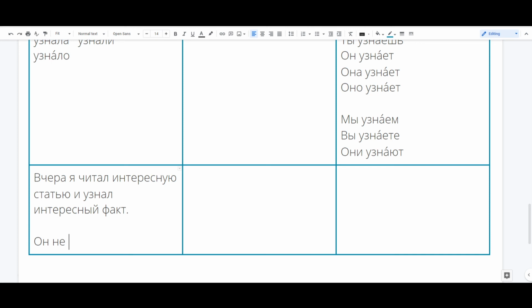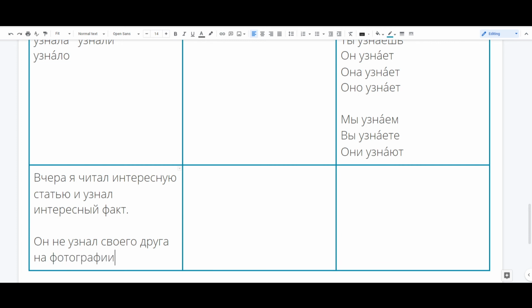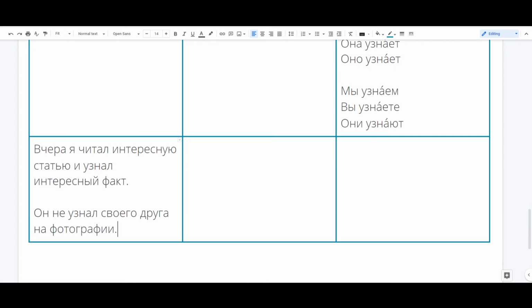Он не узнал своего друга на фотографии. He didn't recognize his own friend on the photo. We're talking about one action, one occurrence, like one situation. In this particular situation, he did not recognize his friend. That's why we use perfective here, because it's one time.